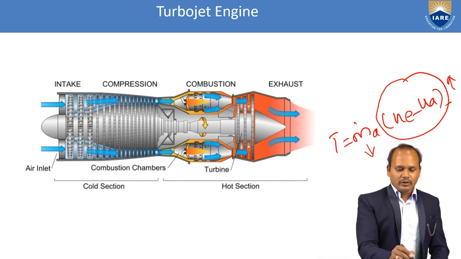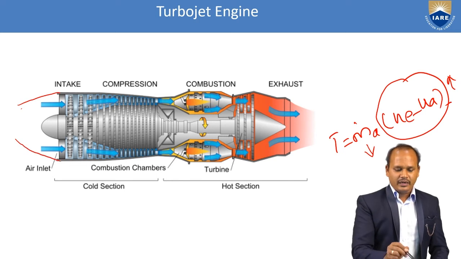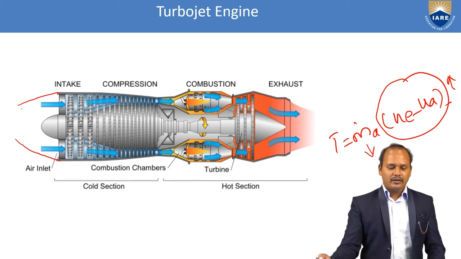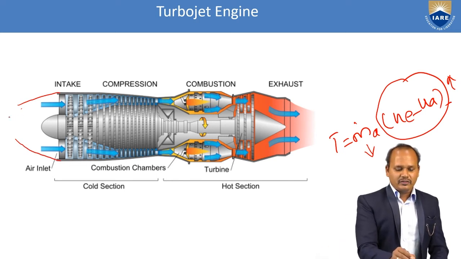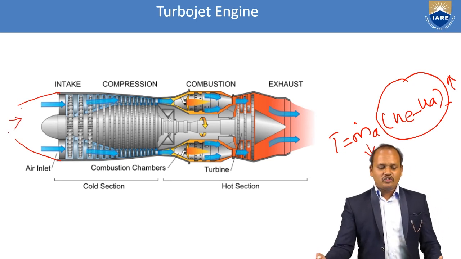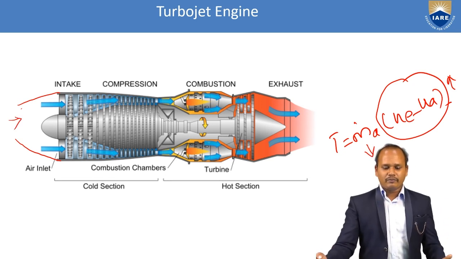What will be the shape of your air intake? It will be a kind of divergent duct. What is the purpose of this divergent duct? It is to decelerate the incoming flow.